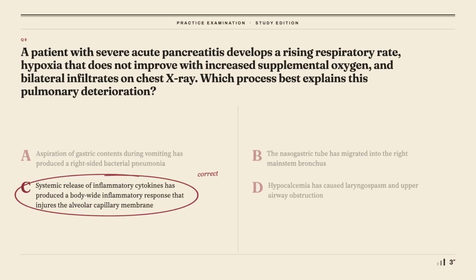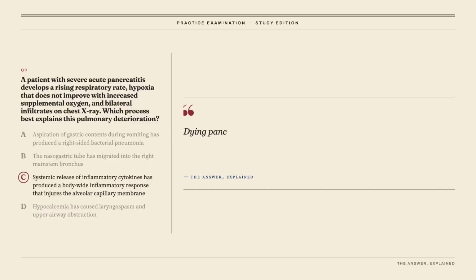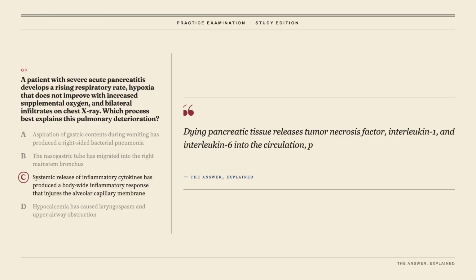The correct answer is C. Systemic release of inflammatory cytokines has produced a body-wide inflammatory response that injures the alveolar capillary membrane. C is correct because dying pancreatic tissue releases tumor necrosis factor, interleukin-1, and interleukin-6 into the circulation, producing systemic inflammatory response syndrome. Those mediators increase pulmonary capillary permeability, flooding the alveoli and producing acute respiratory distress syndrome. Hypoxia refractory to oxygen with bilateral infiltrates is the classic picture.